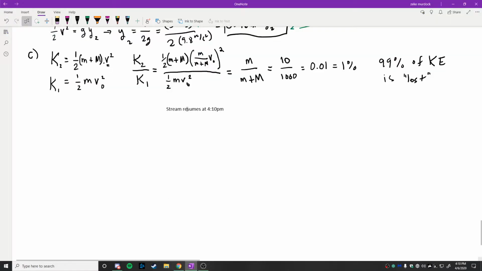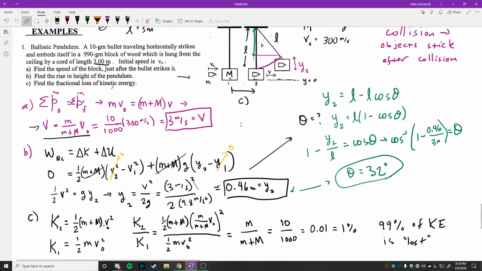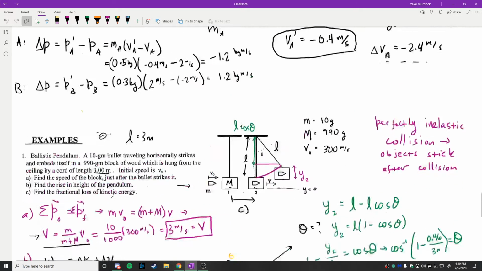Okay, so this is the third hour of Physics 1A, section 1617 for April the 6th. And we've just finished discussing how to solve a problem involving an inelastic collision.